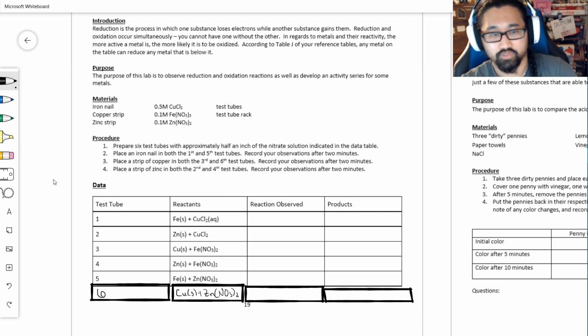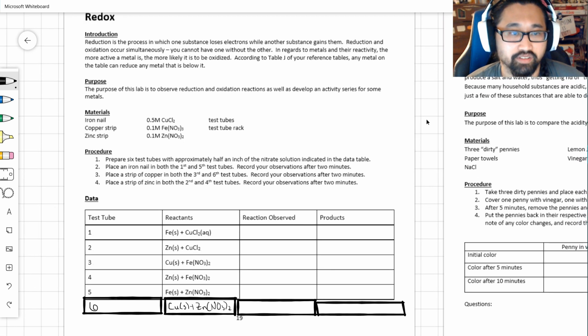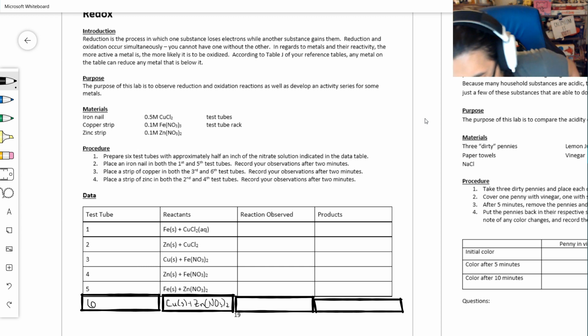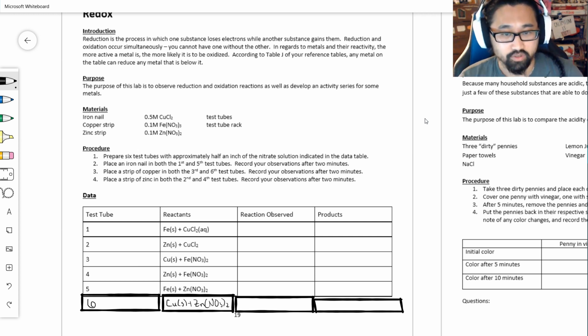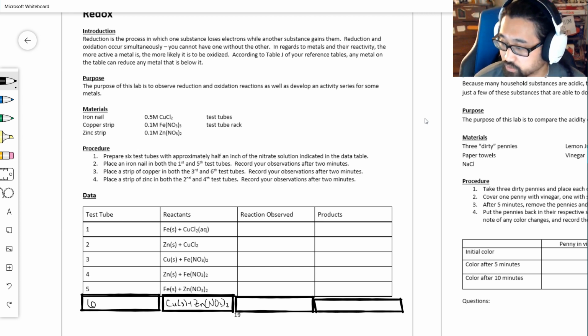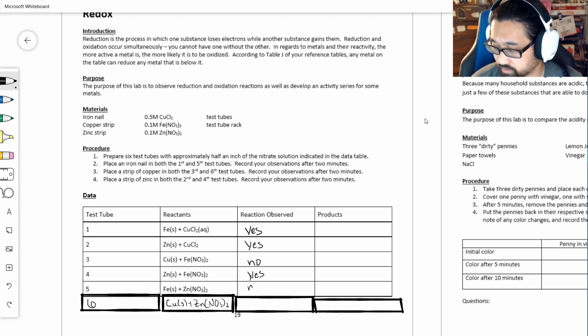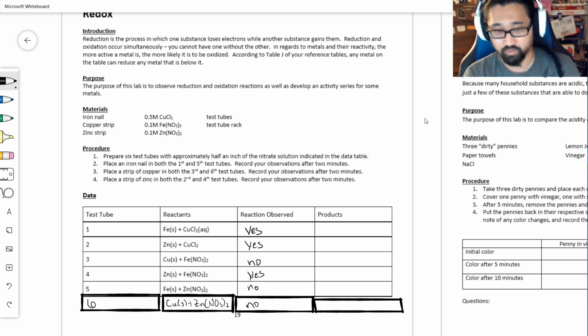Alright, so when we did this in class, every student just had one of these test tubes, and then we crowdsourced it, so we combined data at the end. We looked, did a reaction occur? And what we found was that in test tube 1, yes, there was a reaction. In test tube 2, there was. 3, there was not. 4, there was. 5, there was not. And 6, there was not. The reaction that we observed in each case was a color change.